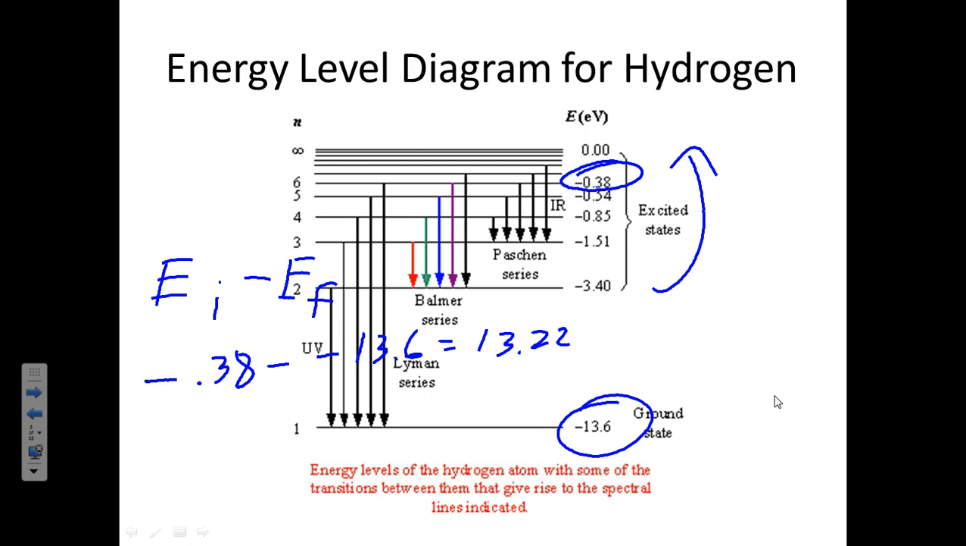And this diagram is usually in terms of electron volts, which is a very small amount of energy. But that's the amount of energy that would be released when this electron dropped from level 6 all the way down to the ground state, level 1.